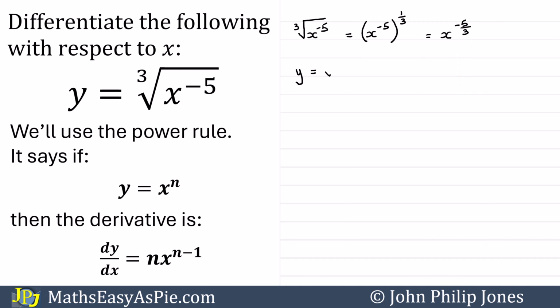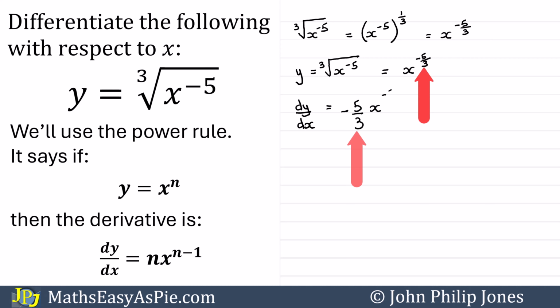So we can write out y equals the cube root of x to the minus 5 is equal to x to the minus 5/3. In other words, we've replaced this with its equivalent, which is this here. Moving on, we write dy/dx equals, we bring down the minus 5/3, and from the power of the x we subtract 1. This can then be written out as minus 5/3 x to the minus 8/3, because the minus 8/3 came from this calculation here.